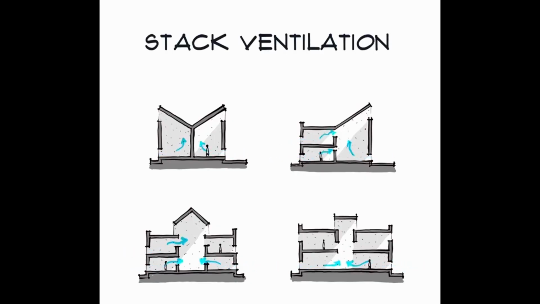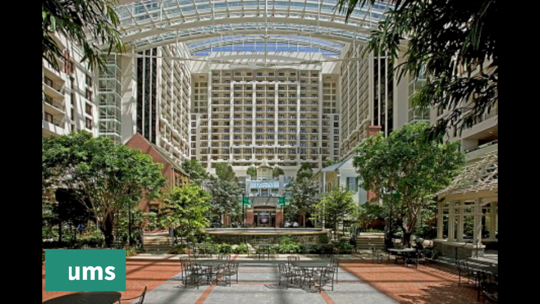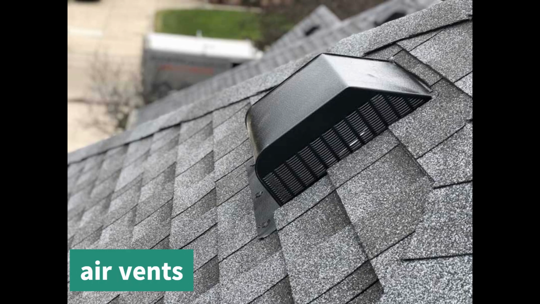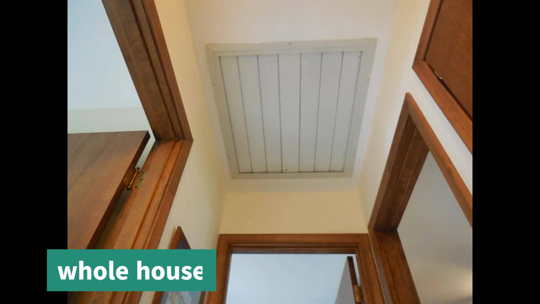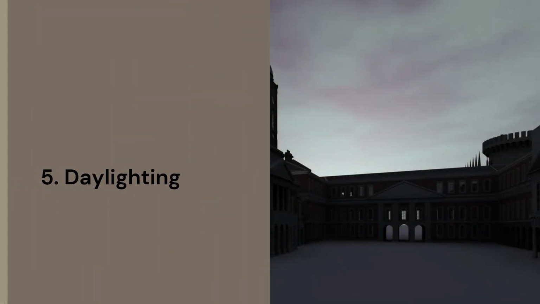2. Create inlet and outlet openings at different heights in stack ventilation shafts to remove warm air from inside and draw cool air inside. Example: atriums, ventilation shafts, ventilation towers, solar chimney, air vents, attic extractor fans, whole house fan, solar-powered stack ventilators.